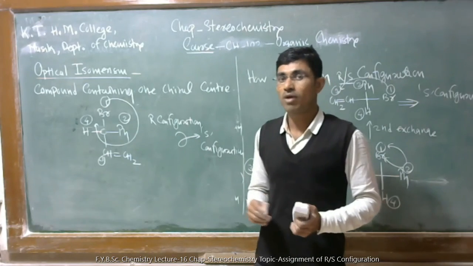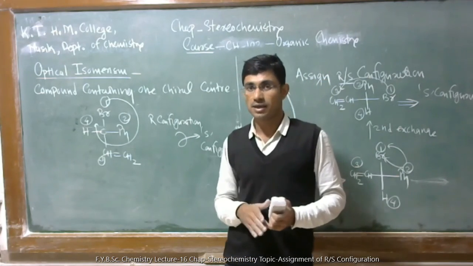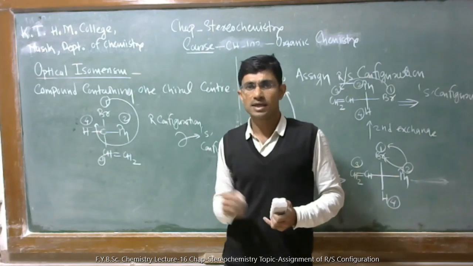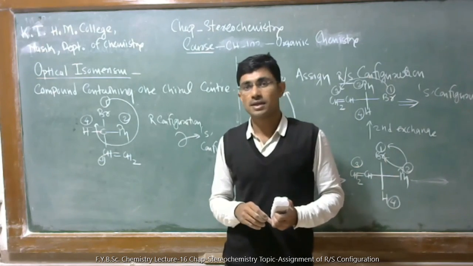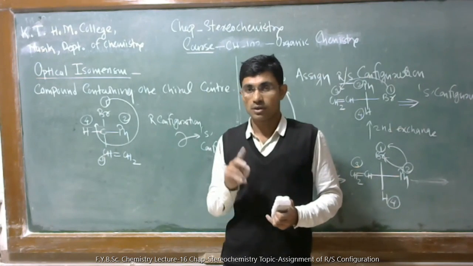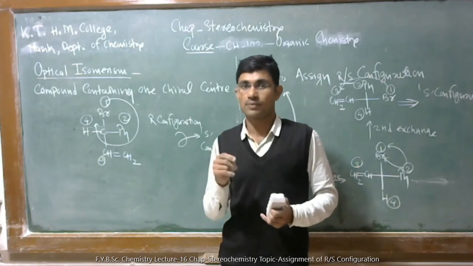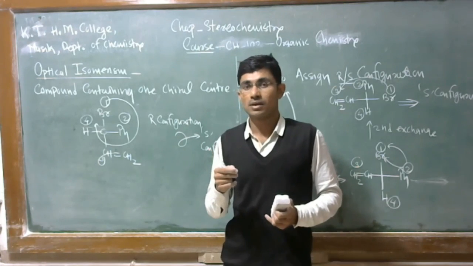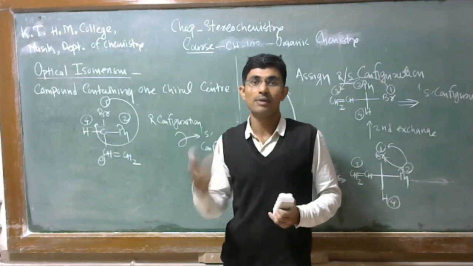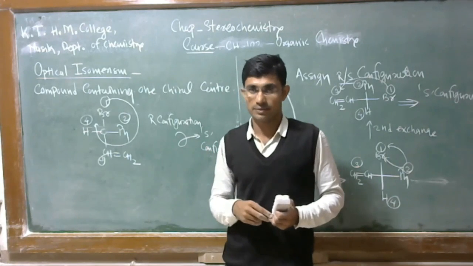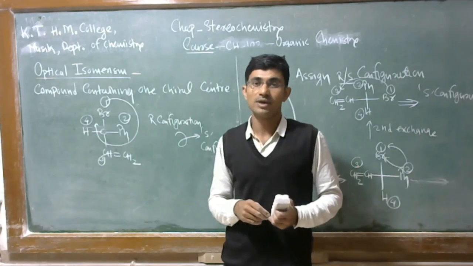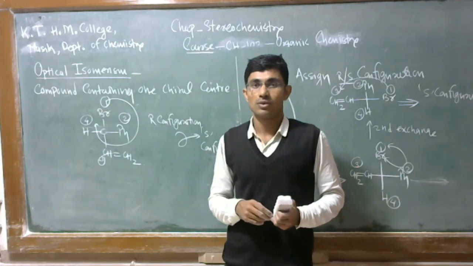So this is all about compounds containing one chiral center, how to assign the R and S configuration. In the next lecture, we will discuss compounds containing two chiral centers. In that there are two types: the same chiral center, meaning AA type, and the second case, the AB type with different chiral centers. So in the next lecture we will discuss that part.